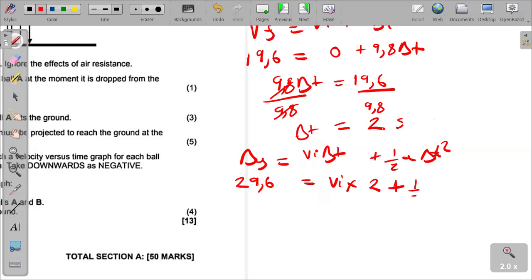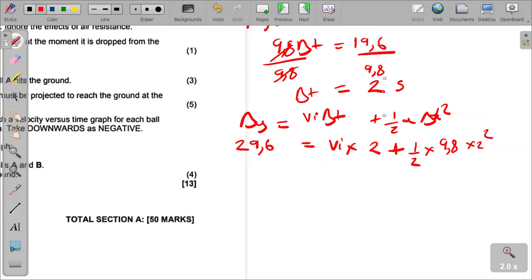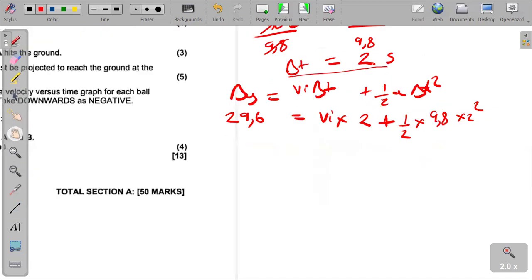So half times 9.8. Remember, we have taken down one as positive. So multiplied by 2 squared. And as a matter of fact, time is a scalar. It can never be negative. So that should also serve as something that can help you. If you ever calculate time and you determine it as a negative, it's a sign alone that somewhere you made a mistake. So you just go back into your working and check where you could have possibly missed it.